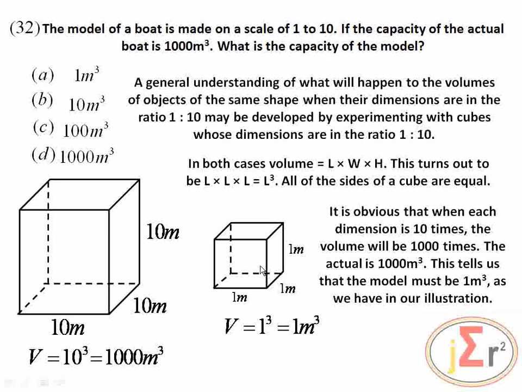We have taken a look at the volume, which is of course the capacity of this one and also of this one, and we realize that if they are in the ratio 1 to 10, the volumes will be in the ratio 1 to 1000. The correct answer is therefore option A.